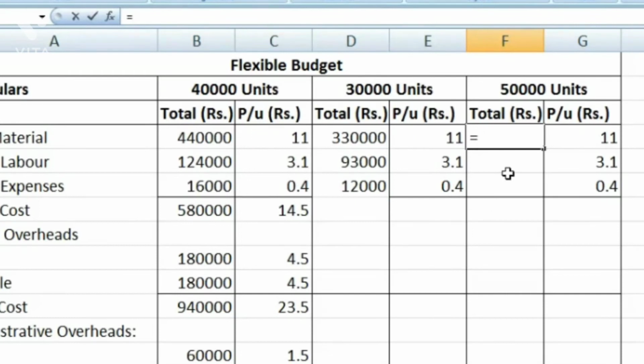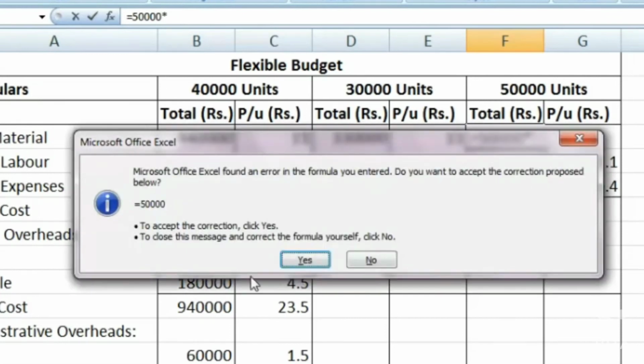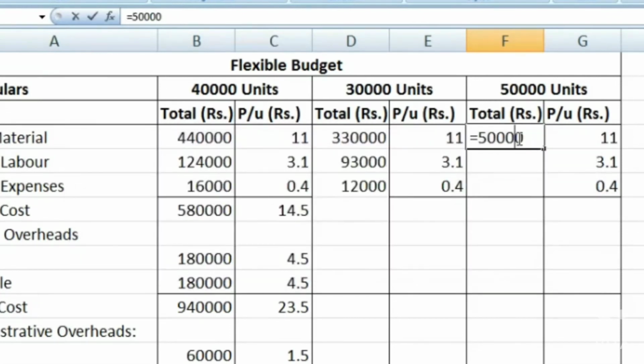Now here 50,000 multiply by 11. What is your answer? So 5,50,000. And in the same way here.